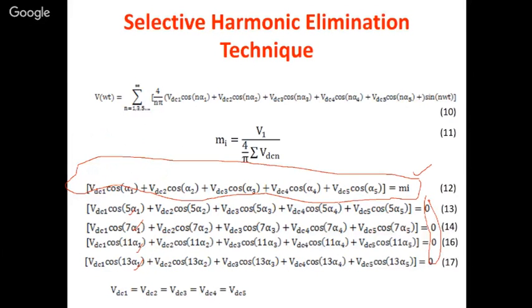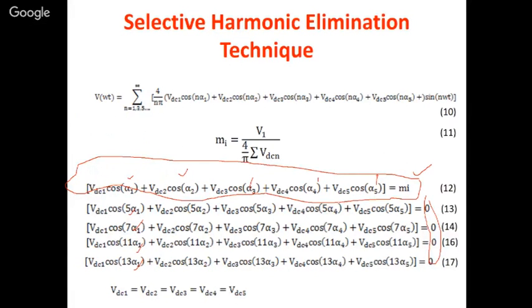Why did I take only these 5 equations? Why didn't I take the 15th harmonic also? No, it is not like that. That effect is also there. But see how many unknowns there are. The VDC1, VDC2, the DC voltages coming, we know that. The modulation index is also known. The unknowns are alpha 1, alpha 2, alpha 3, alpha 4 and alpha 5, which we have to find. There are 5 unknowns.